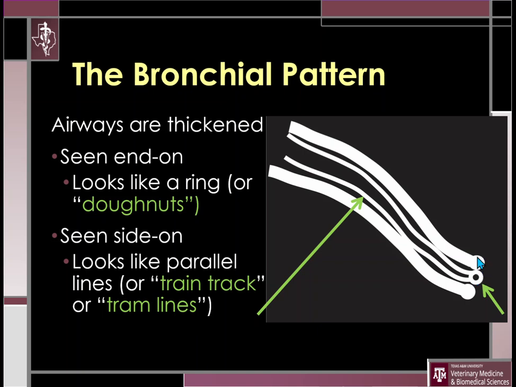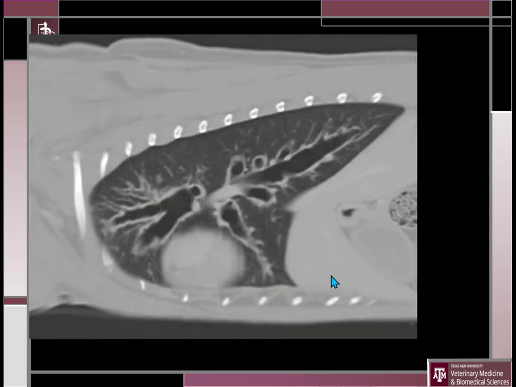So when we see vessels end on, they're uniform soft tissue or fluid opaque. But when we see a donut where there's a soft tissue wall and air in the center, that's going to be that bronchial wall with a thick wall, end on. This is a CT of a dog with a bronchial pattern. And what you can see is the airway, but see how thick the soft tissue wall is? All of these bronchial walls are very, very thickened. These bronchi are also dilated.